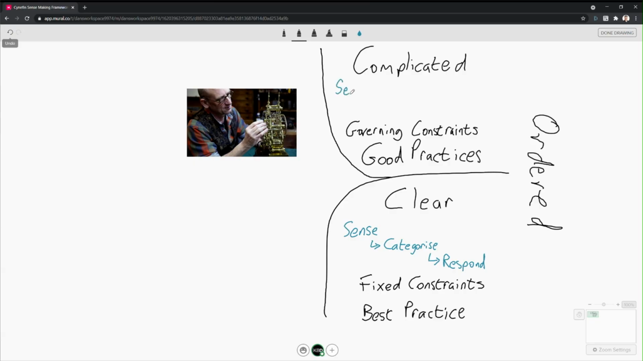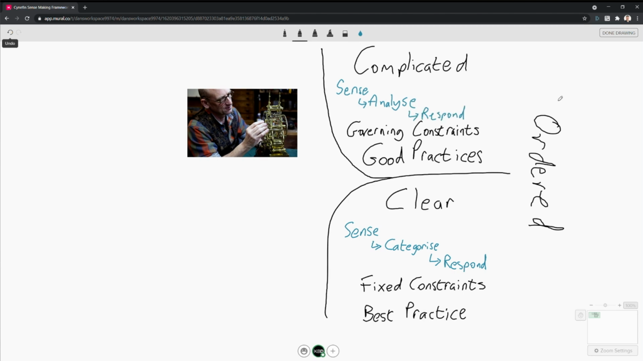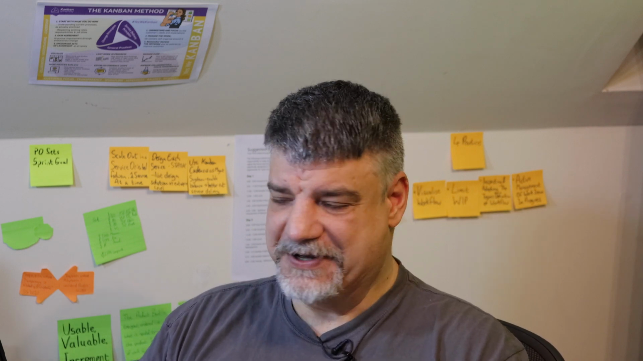The approach we take when we found this domain to be dominant is sense, analyze, respond. See what's going on, perform some analysis using some expertise, and then respond. So it's a bit more complicated than the clear domain. Who'd have thought? So we have to start using our expertise and using analysis.